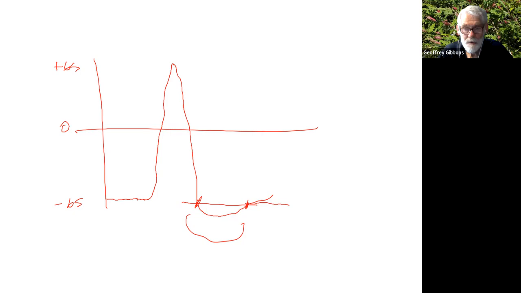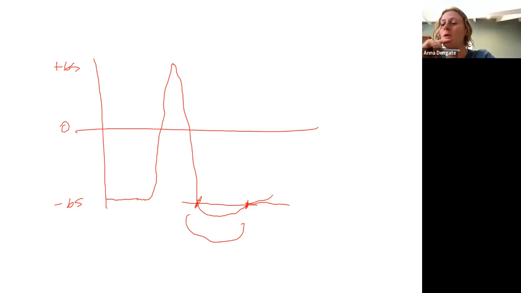Good. So there's no calcium channels involved there. You've not mentioned calcium as you do with cardiac muscle. Very good point. So what was the role of the calcium channels in the cardiac muscle action potential?